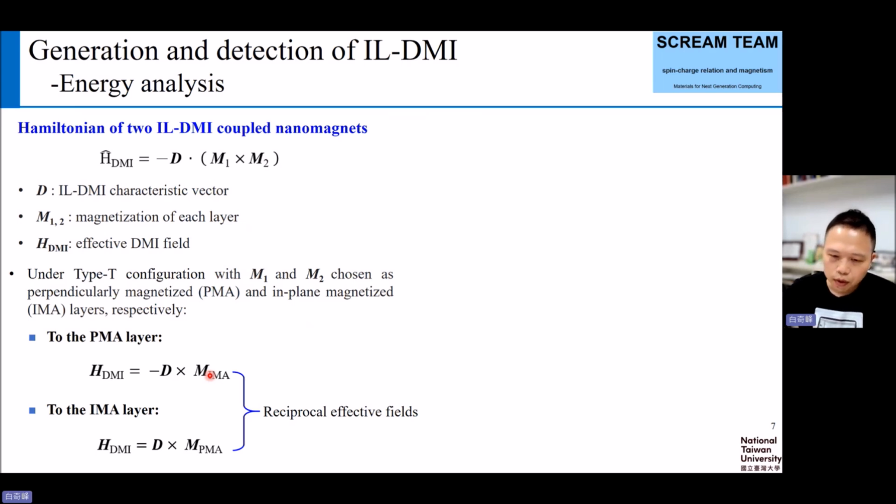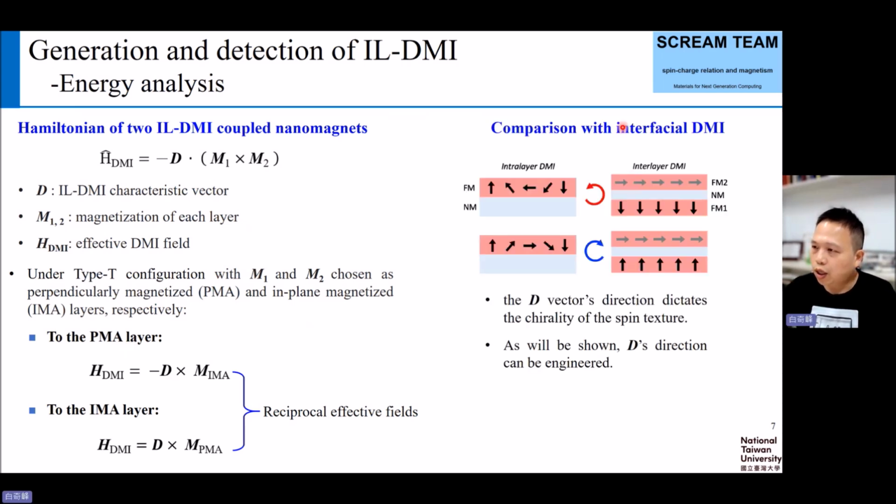And reciprocally, you should be able to observe the effective field coming from the PMA layer acting on the in-plane layer. In this talk, I'm not going to show you our reciprocal effect observation, but indeed, we could observe this kind of effect. Depending on which layer you are characterizing, you should be able to see the reciprocal effect if you're detecting the other. Nevertheless, compared to the interfacial DMI case, again, the chirality of D can be tuned by interfacial engineering or layer stack engineering, and as will be shown in the later part, the direction of D can be engineered.